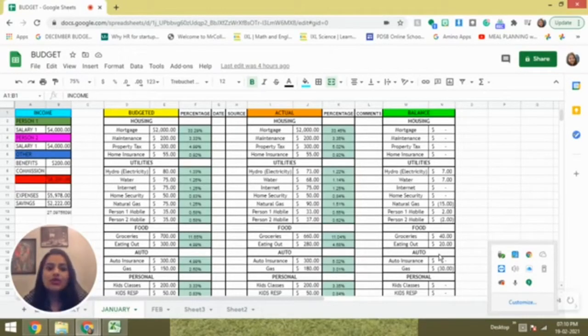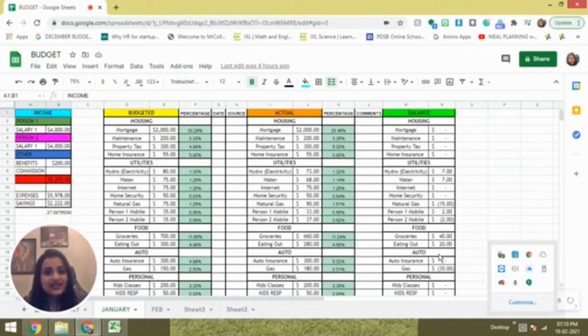Today I'm talking about how to budget your household income and expenses in Google Sheets. So firstly, why Google Sheets, not Excel? Because Google Sheets is an online, cloud-based platform. So if there are two or more people involved in the budgeting process, it is easy for everyone to update and share it between the household.